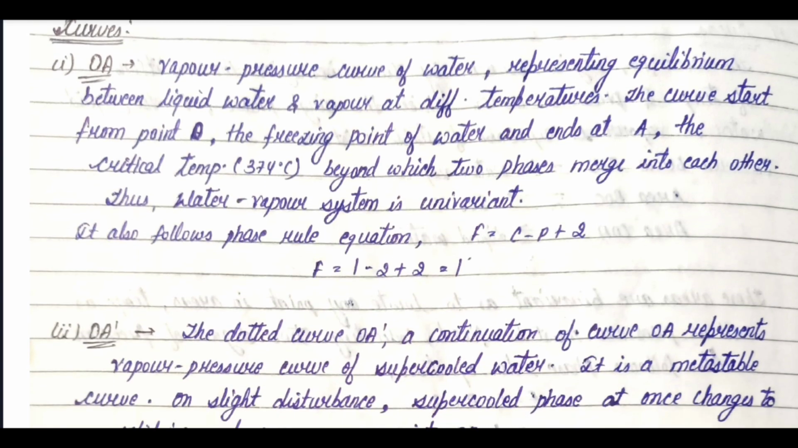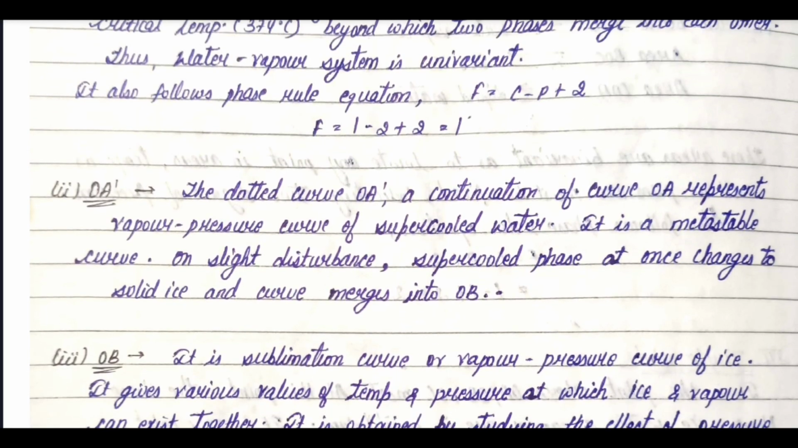Curve OA: vapor pressure curve of water, representing equilibrium between liquid water and vapor at different temperatures. The curve starts from point O, the freezing point of water, and ends at A, the critical temperature beyond which two phases merge into each other. The water vapor system is univariant and it also follows the phase rule equation F is equal to C minus P plus 2. F is equal to 1 minus 2 plus 2 equal to 1.